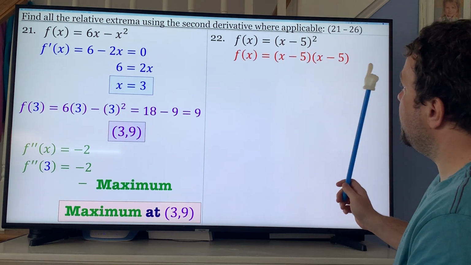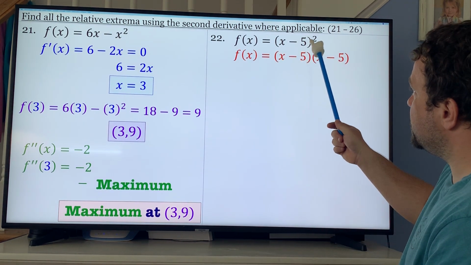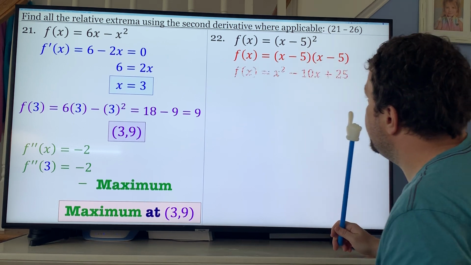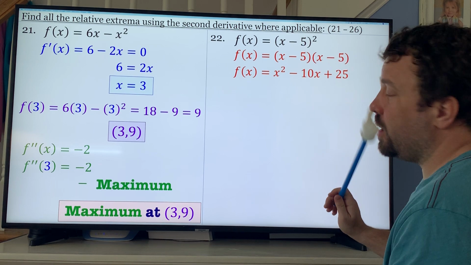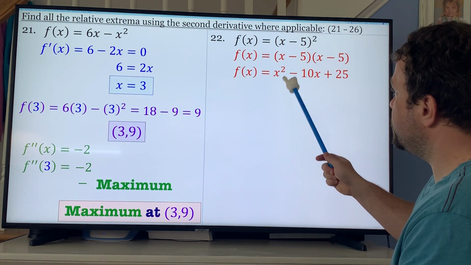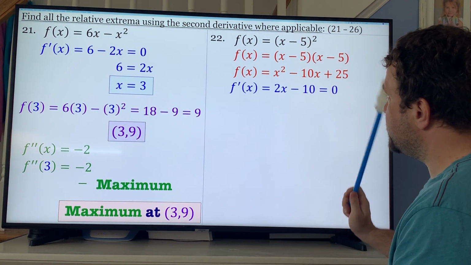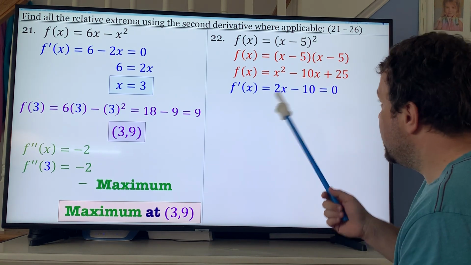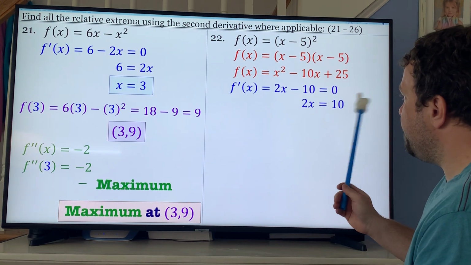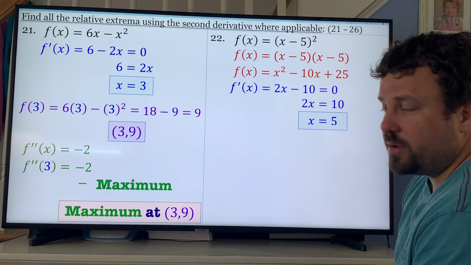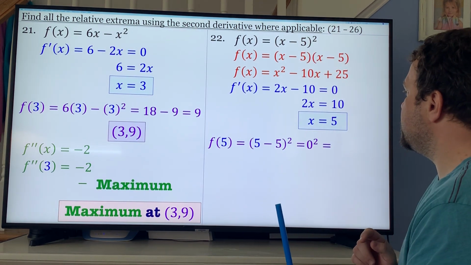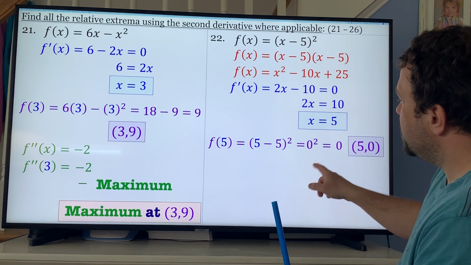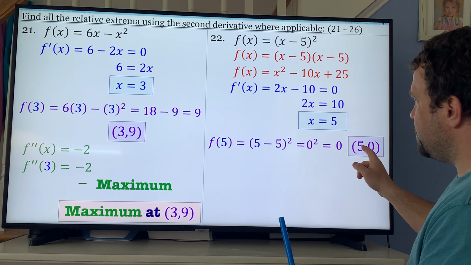Good? All right, right here. I would expand this, x minus 5, x minus 5. You get x squared minus 10x plus 25. All right, you good so far? Derive it. 2x minus 10 equals 0. If you want to use the chain rule, you can. 2x equals 10, x equals 5. That's my critical number. All right, so you plug that into the original equation. You get 0 squared, which is 0. So your point is 5, 0.